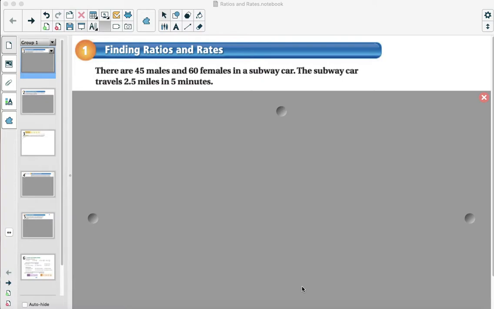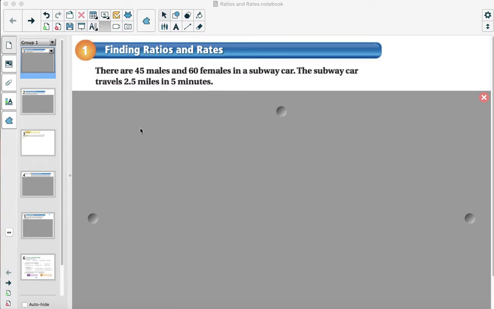Class. Today we're going to talk about ratio and rates. We talked about this earlier in the year, but we're going to circle back to it right now. So in this problem, there are 45 males and 60 females in a subway car. The subway car travels 2.5 miles in 5 minutes.